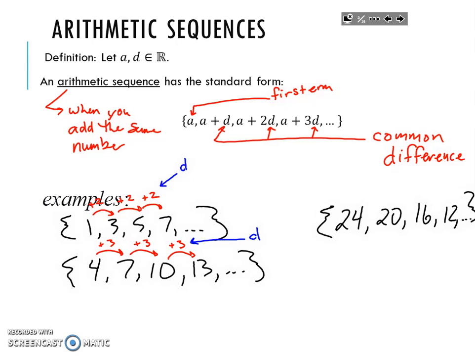Okay. Yes, this is an arithmetic sequence. What we are adding is a -4. And I am adding a -4. Adding a -4. So when we're doing these, we can subtract to figure out what they are. If you subtract, you are just simply adding a negative. So for this one, our common difference would be a -4.